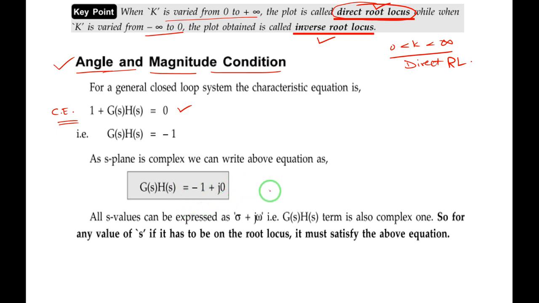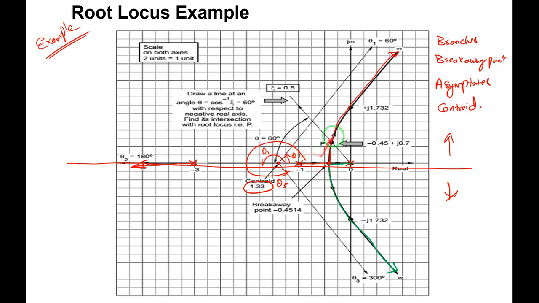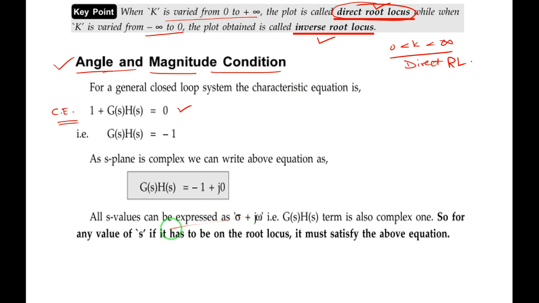If there are several sets of values of s, say s equal to 1, s equal to 2, whether that point lies on the root locus or not, means there are several points. By joining all these closed loop poles, or set of roots of the characteristic equation, this locus is formed, right? So in order to judge for a particular value of s whether that point lies on the root locus or not, it has to satisfy this condition, G(s)H(s) = -1 + j0. For that there are two conditions, angle condition and magnitude condition, right?